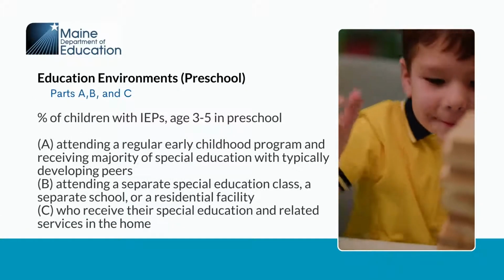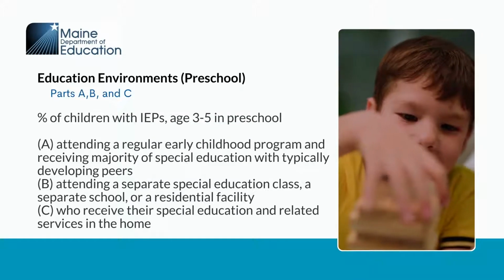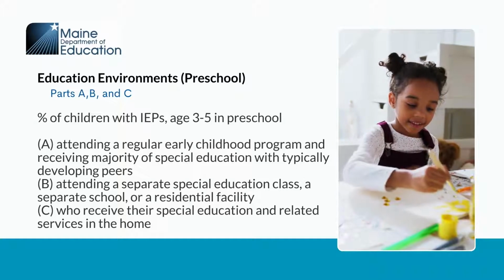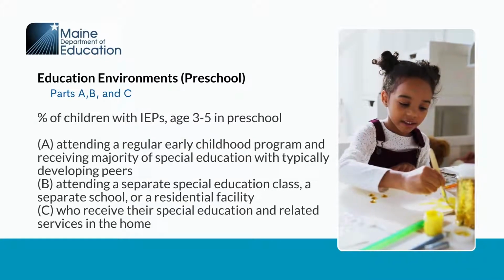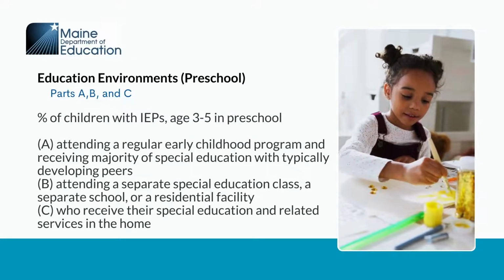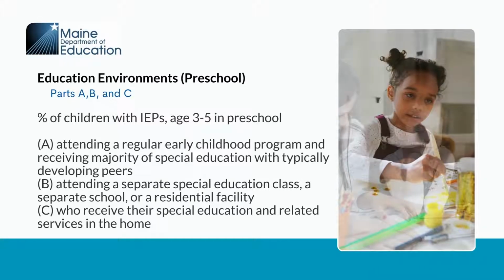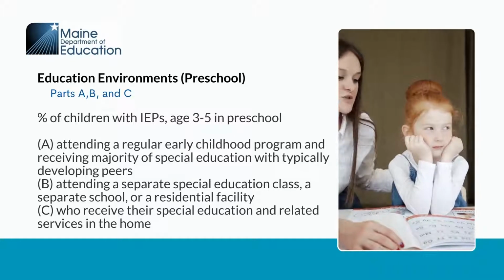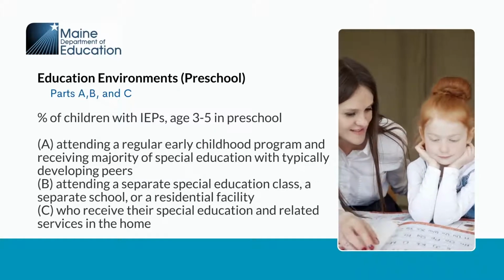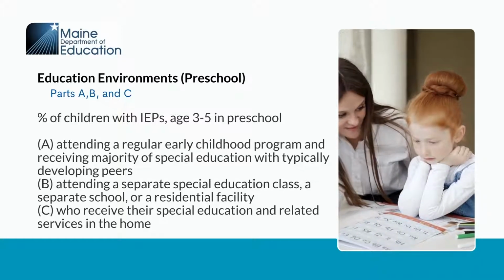There are 3 groups for this indicator. 6A is the percent of children, ages 3 to 5, with IEPs attending a regular early childhood program and receiving the majority of special education in the regular program with typically developing peers. 6B is the percent of children attending a separate special education class, a separate school, or a residential facility. And 6C is the percentage of children who receive their special education and related services in the home.